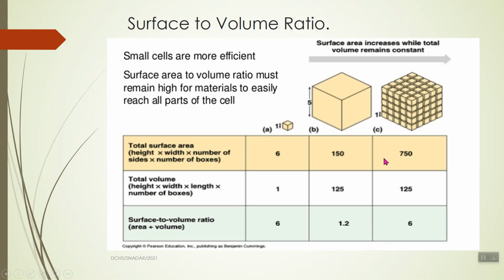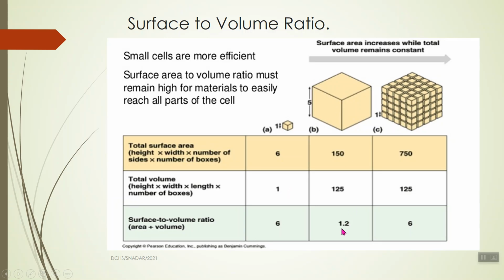What I want you to notice is that the total surface area for this particular cell is 6, and this particular cell right here is a larger one. It is 150. This one is made up of many cells, and the volume remains the same, but it has a higher surface area, which is 750. The total volume in these two stays the same. It is 125 for the volume, and here it is 1.